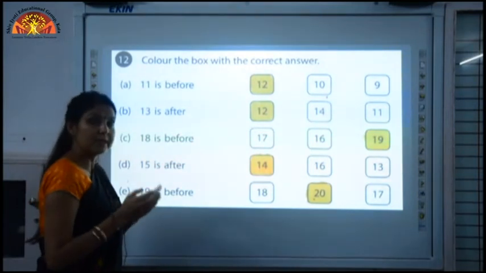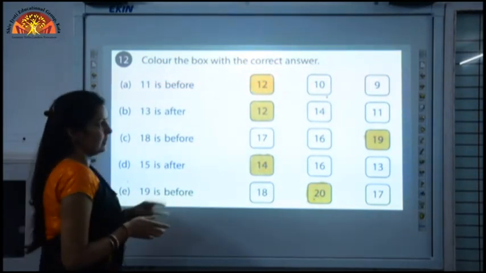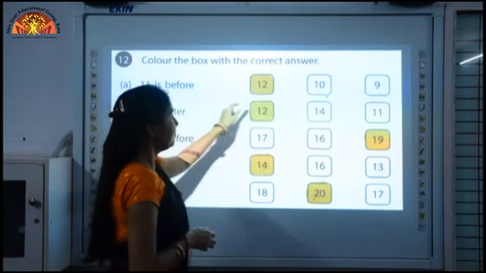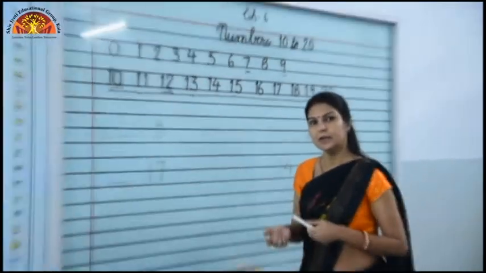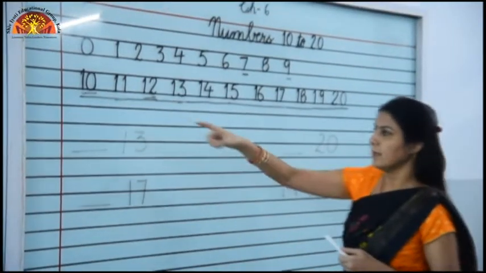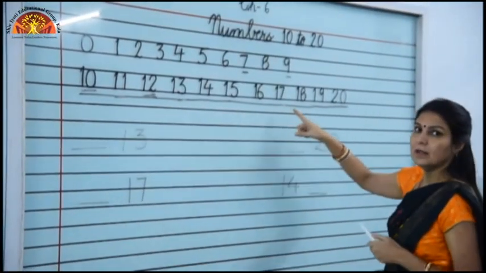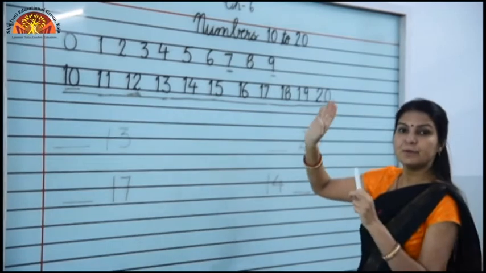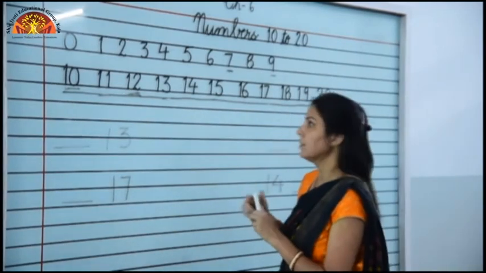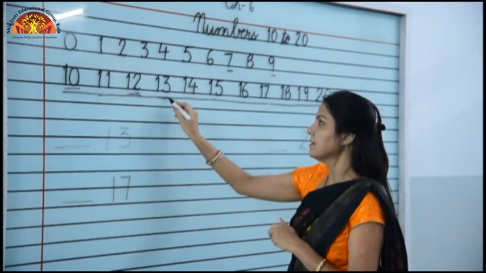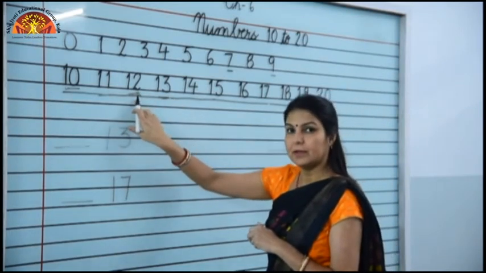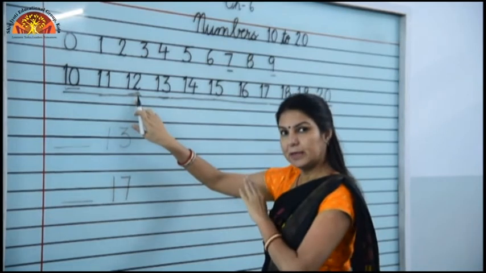11 किससे just पहले आता है? 11 is before 12. Now we will see before and after numbers. Children, here you can see counting is written. So we have to find out which number is before and which number is after. Here see 13 is written after 12. 13 12 के बाद में लिखा हुआ है.